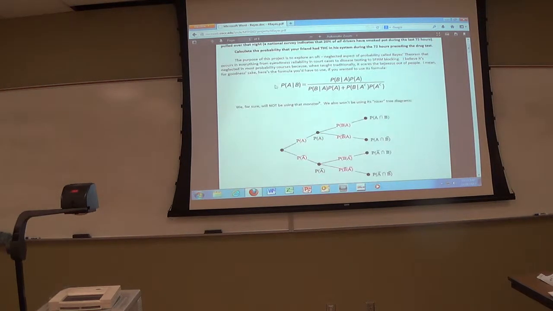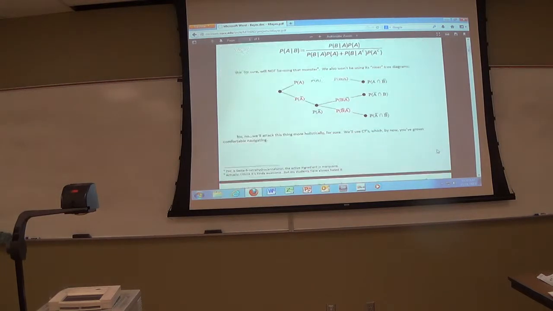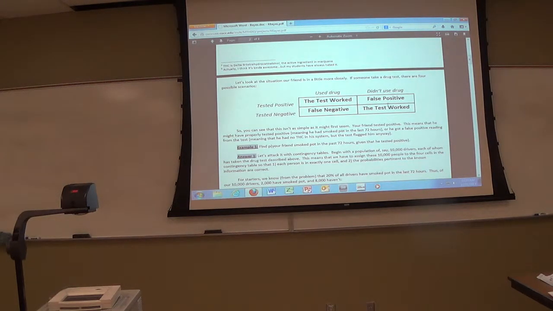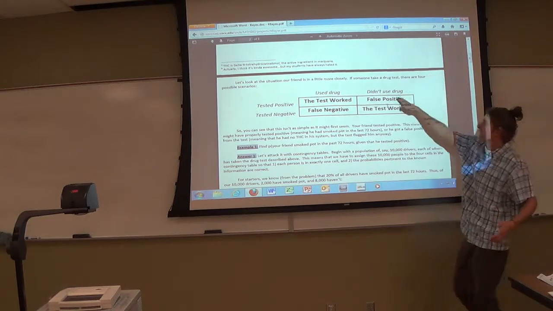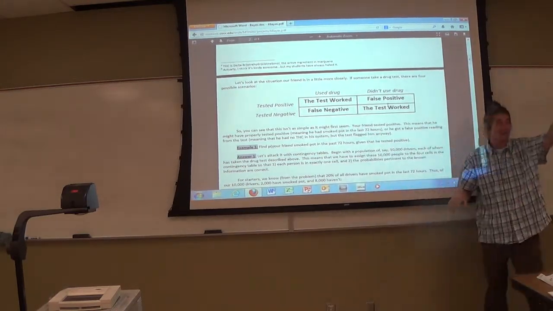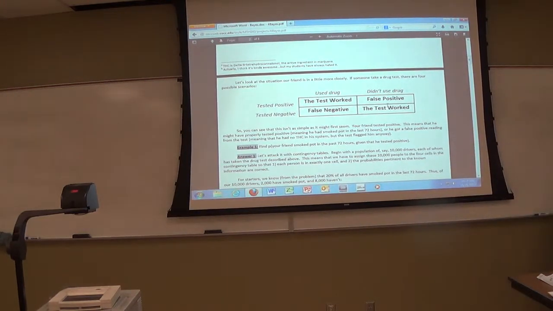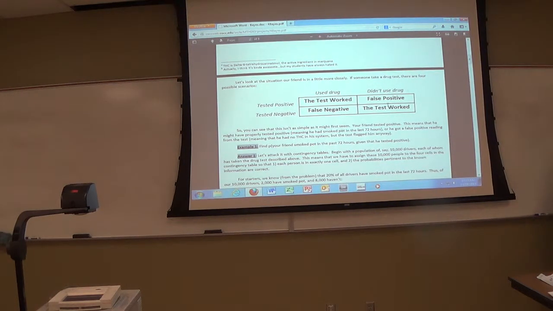You can also use tree diagrams, which are fun. But you're going to use t-tables, contingency tables like this. You're going to analyze tests 4 different ways. If you take a drug test or disease test, 4 things can happen. You can test positive or test negative, but you can test positive correctly or wrongly, and test negative correctly or wrongly. That's what this t-table idea has you analyze over and over again.